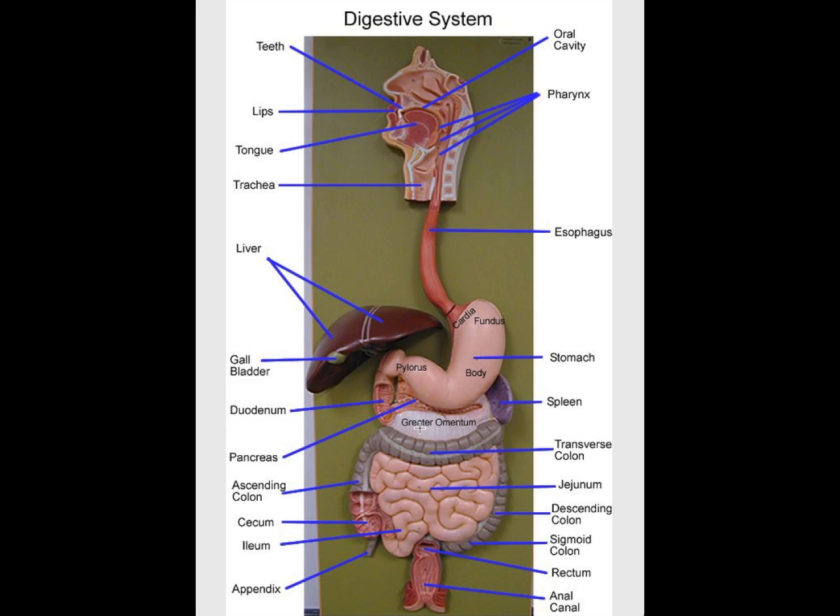This particular model also shows the greater omentum. If you see something strange up here by this transverse colon, it might be the greater omentum. I'll have to take a look at the model and the quizzes. And then the ileum right here is going to give way into the colon. But let me show you one more model really quick.